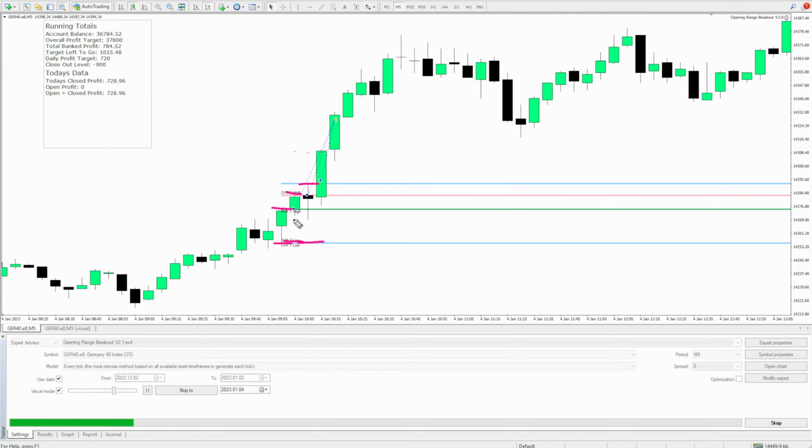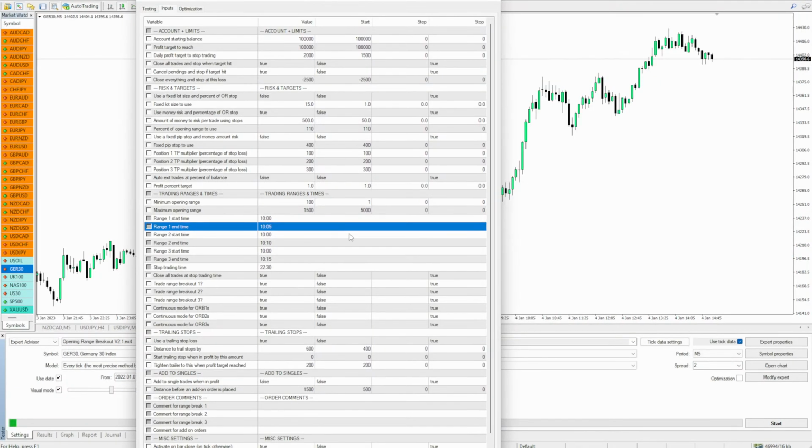Other days you might find the 10-minute is inside there, the 15-minute is down there, or the 15-minute could be like that, in which case your 15-minute range is going to be much wider than your 5-minute range, but it doesn't really matter. What it's going to do is place a pending order at or just above the highs and lows of those ranges. So you set whichever ones you want to use.